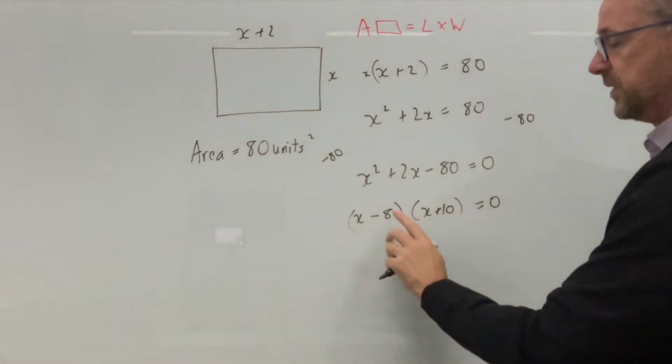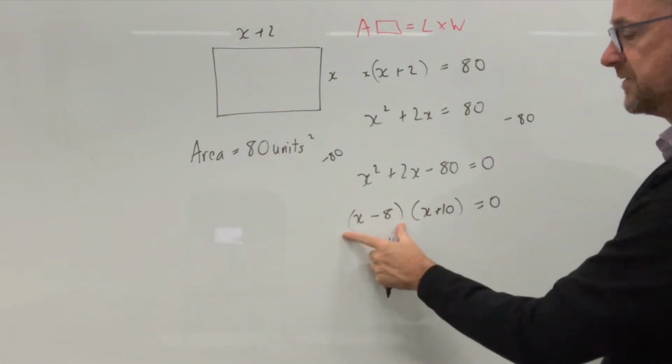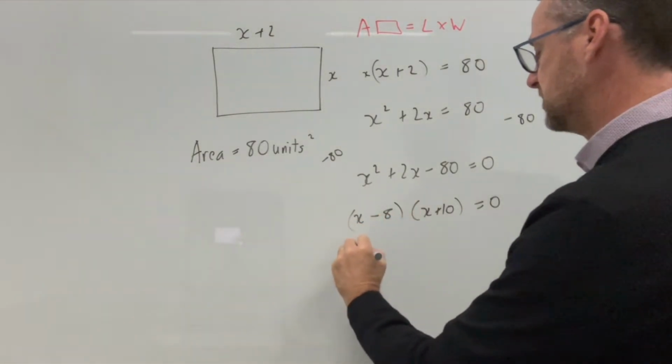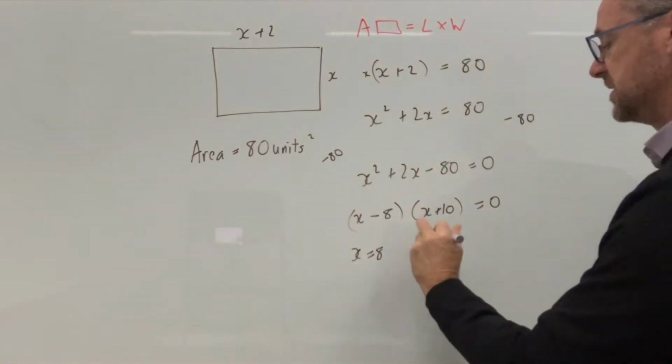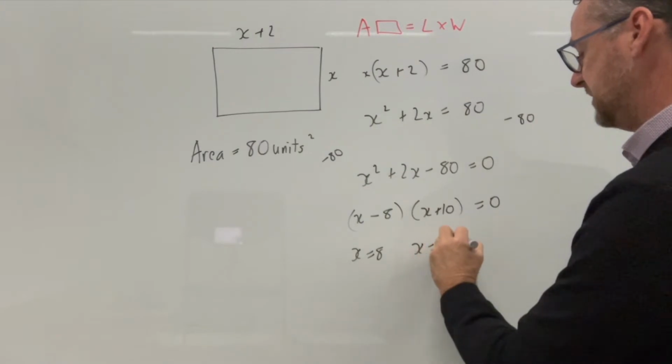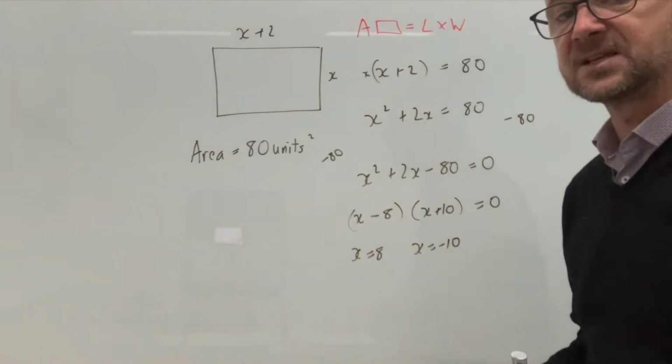So therefore we can just treat that as being 0. So if that's going to equal 0, then x must equal 8. And then we can treat that one as being 0. That means that x must equal negative 10. So there's our two values of x.